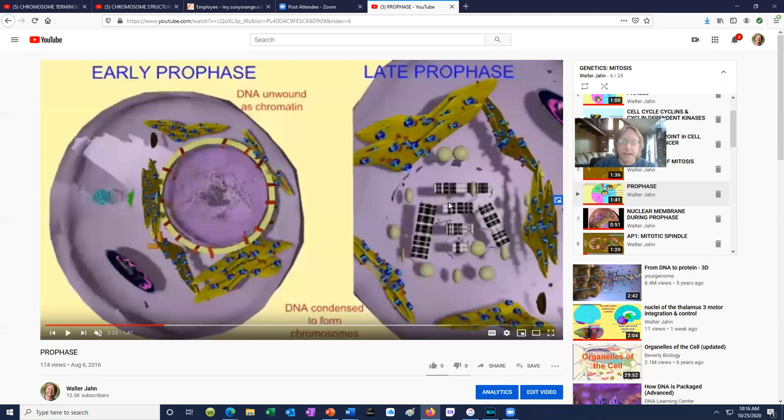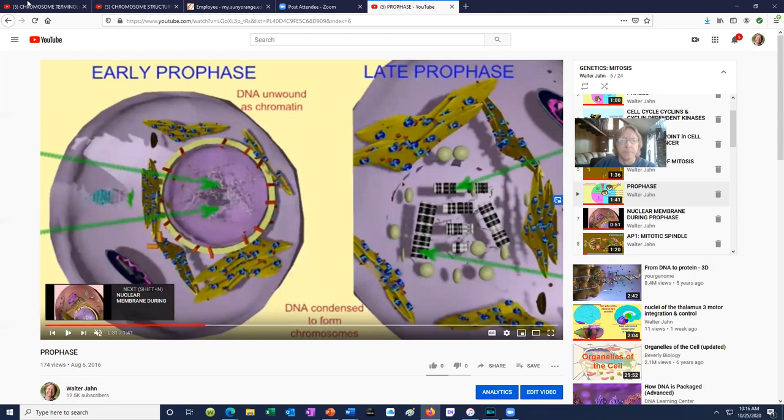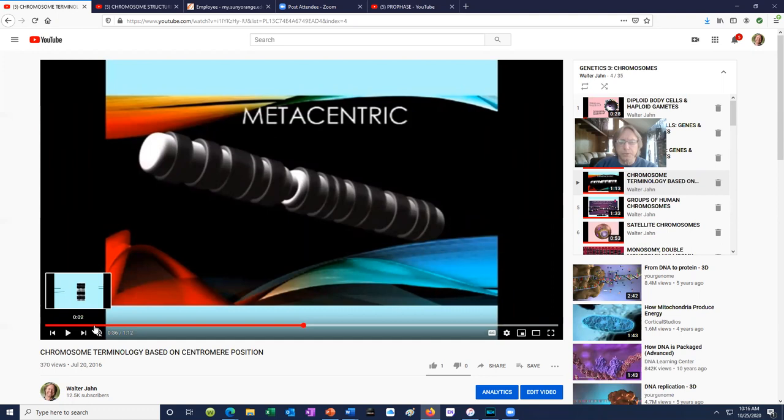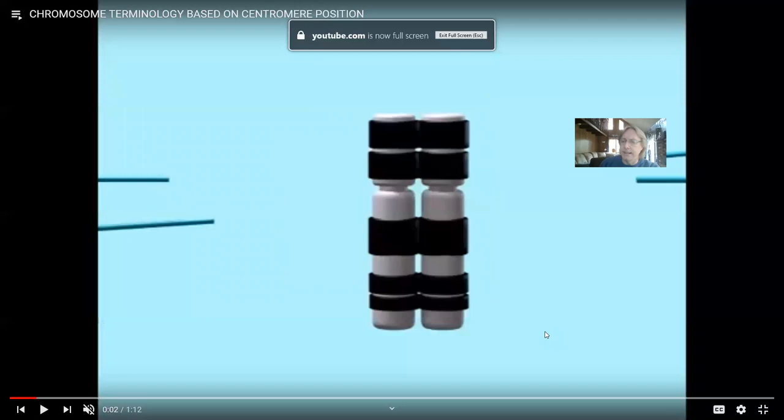And so the cell in mitosis begins with unwound chromatin, and late prophase then has these condensed chromosomes. When we think of chromosomes, they are physical structures. They are individual DNA molecules which are attached to a protein scaffolding.